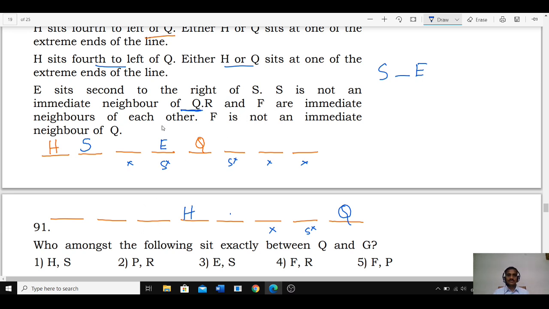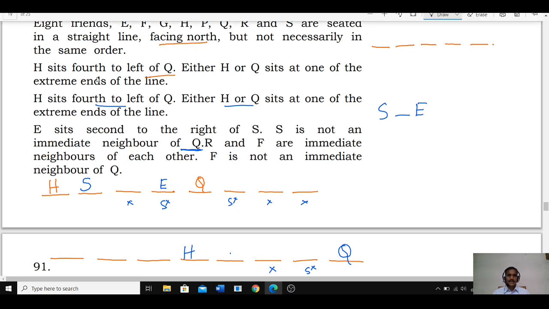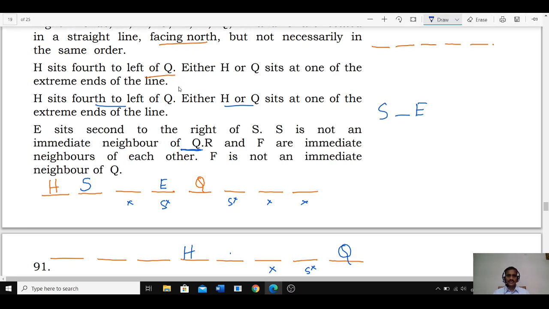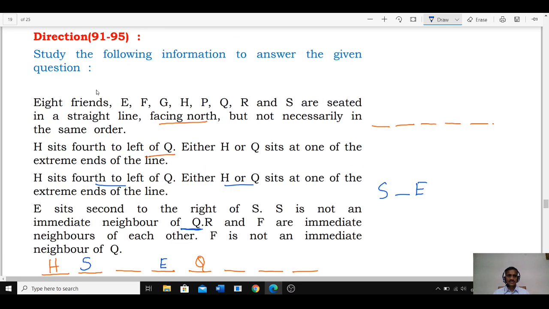R and F are immediate neighbors of each other. E sits second to the right of S. S is not an immediate neighbor of Q. R and F are immediate neighbors. F is not an immediate neighbor of Q, isn't it? Then H sits 4 to the left of Q. Either H or Q sits at one of the extreme ends.